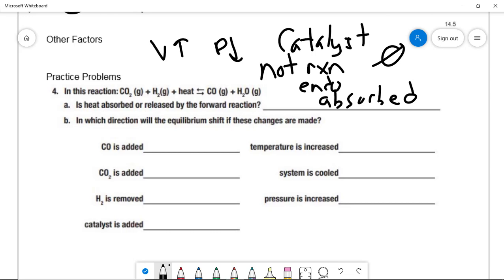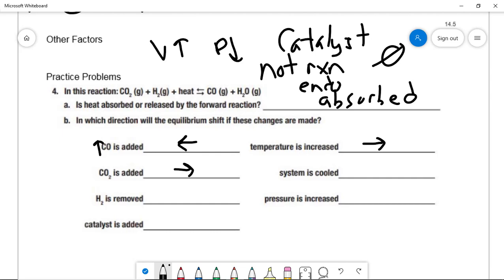CO is added, so CO goes up. Which way is equilibrium going to shift? All right, we add more product, we get more reactant, so equilibrium is going to shift to the left. Okay? What if the temperature is increased? So heat goes up. We're going to get a shift to the right. CO2 is added. Again, we add more reactant, we get more product. So we're going to shift to the right.